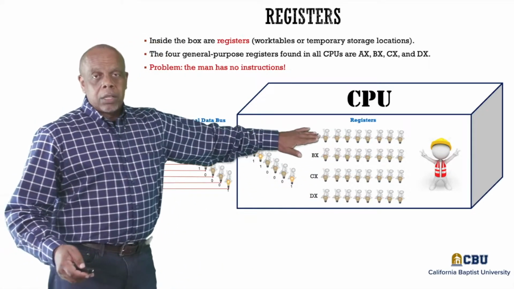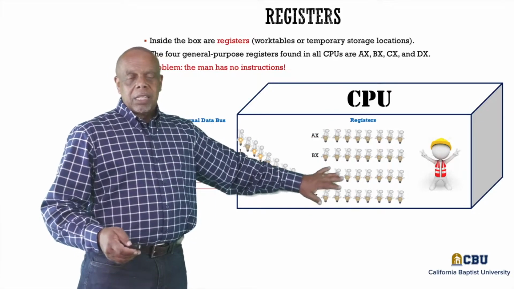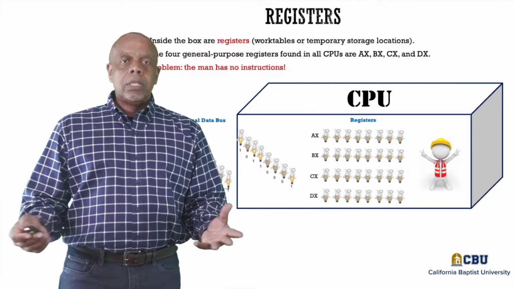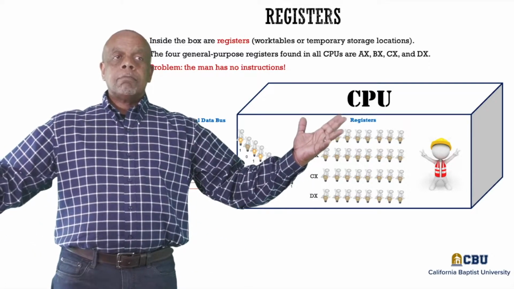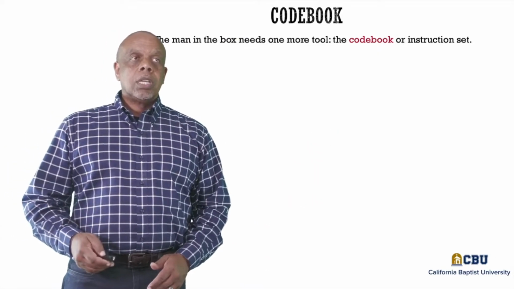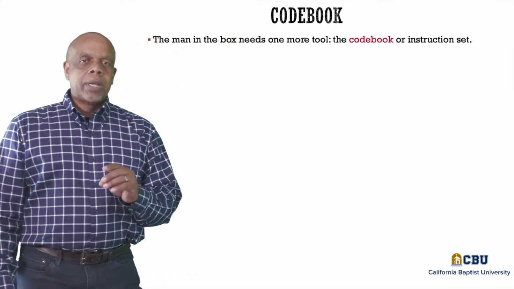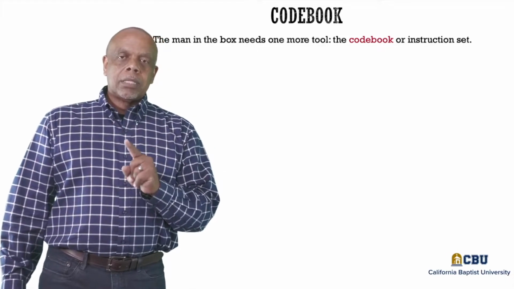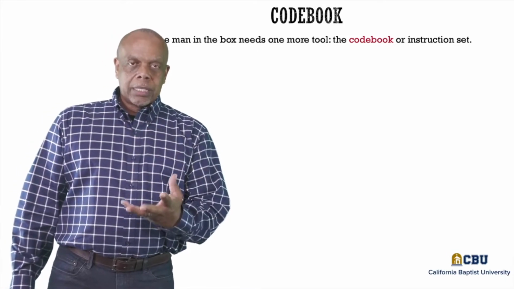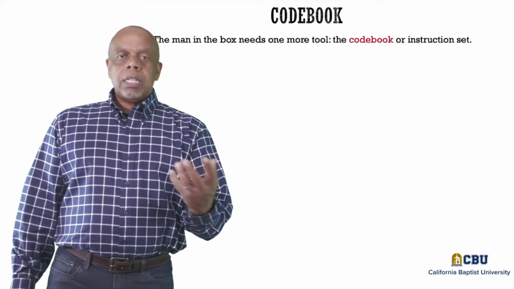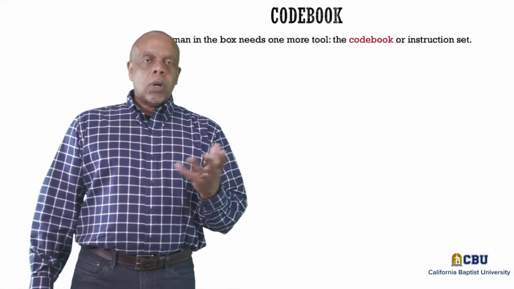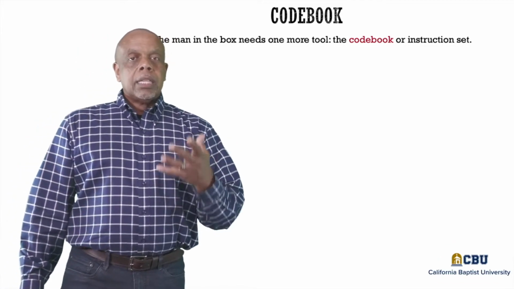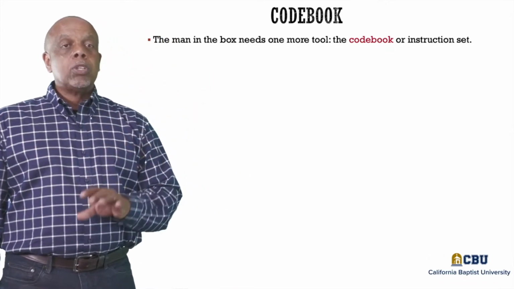He's got workbenches. Think about these as workbenches. He's got the lights turned on. I see that, but I don't know what to do with it. He's in the box with no instructions. So what do? Well, that's where we have what we call a code book. That's the tool that this little man in the box is going to need, or the instruction set to tell him this is what you need to do with the ones and zeros, with the words that are coming in across the bus.